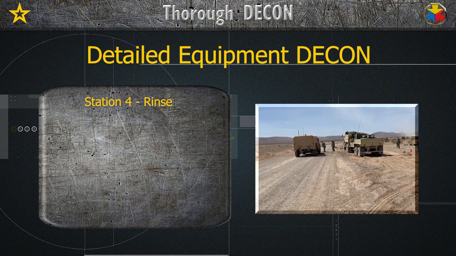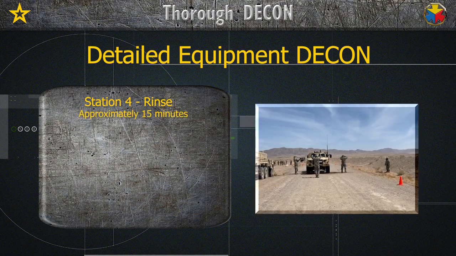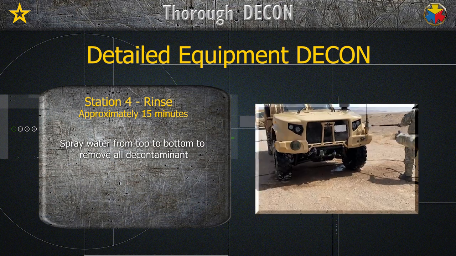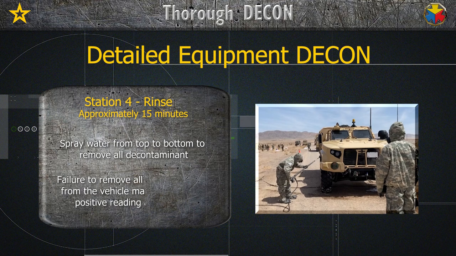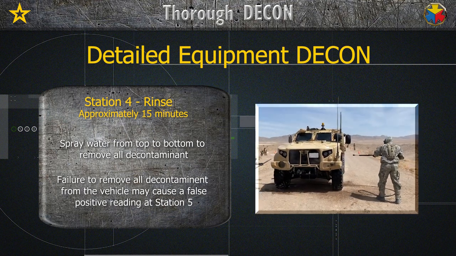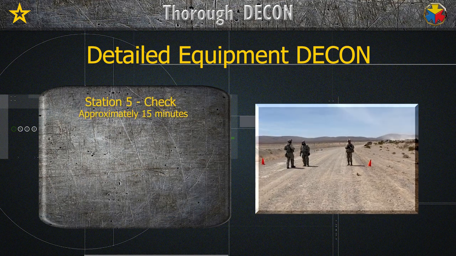Station 4 is rinse and takes approximately 15 minutes. Decontaminant is removed from the vehicle by spraying the vehicle with water from the top to bottom, involving 200 gallons of water per vehicle. Failure to remove all decontaminant from the vehicle may cause a false positive reading at Station 5. Station 5 is checked and takes approximately 15 minutes.